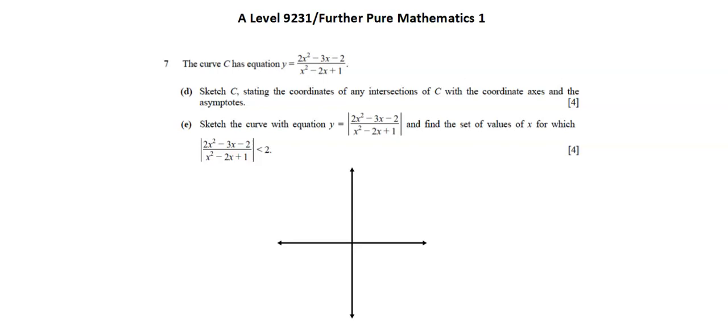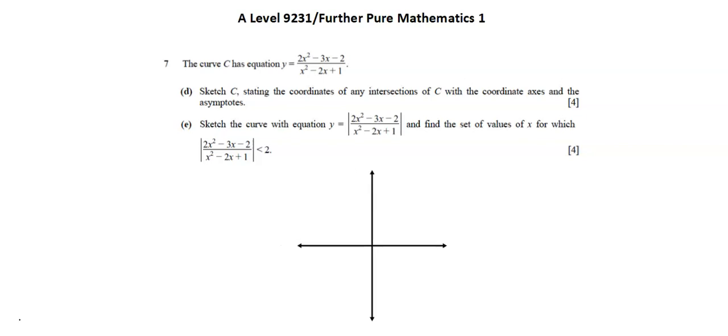This is the specimen paper for 9231 Further Pure Mathematics 1 for the 2020 exam series, question 7, D and E. Given curve C, requirement D: sketch C, stating the coordinates of any intersections of C with the coordinate axes and the asymptotes. Requirement E: sketch the curve with equation y equals the absolute value of the original function, and find the set of values of x for which that absolute value is less than 2.